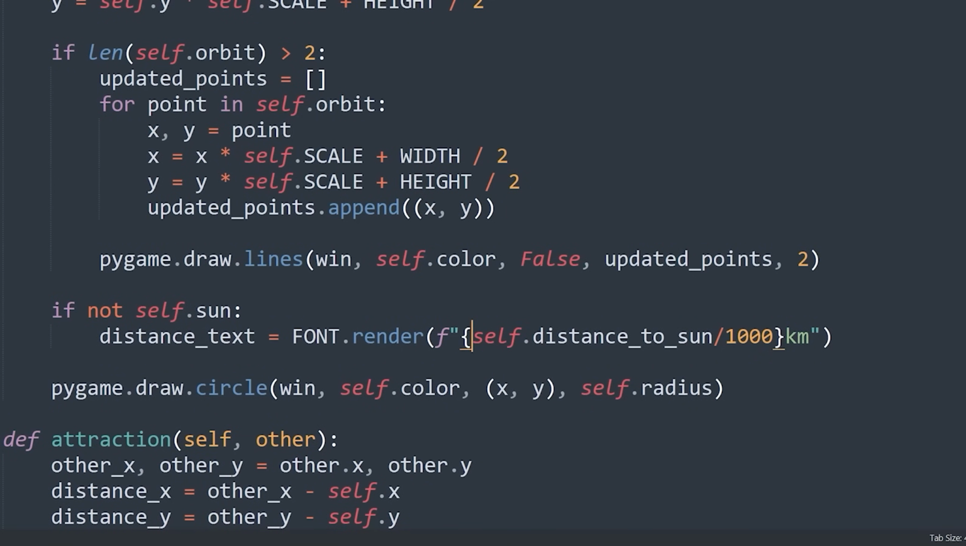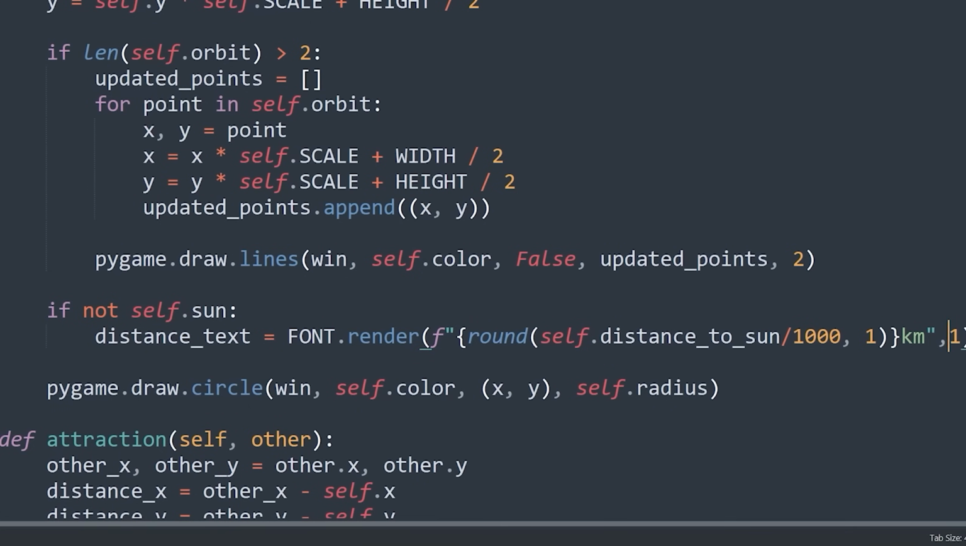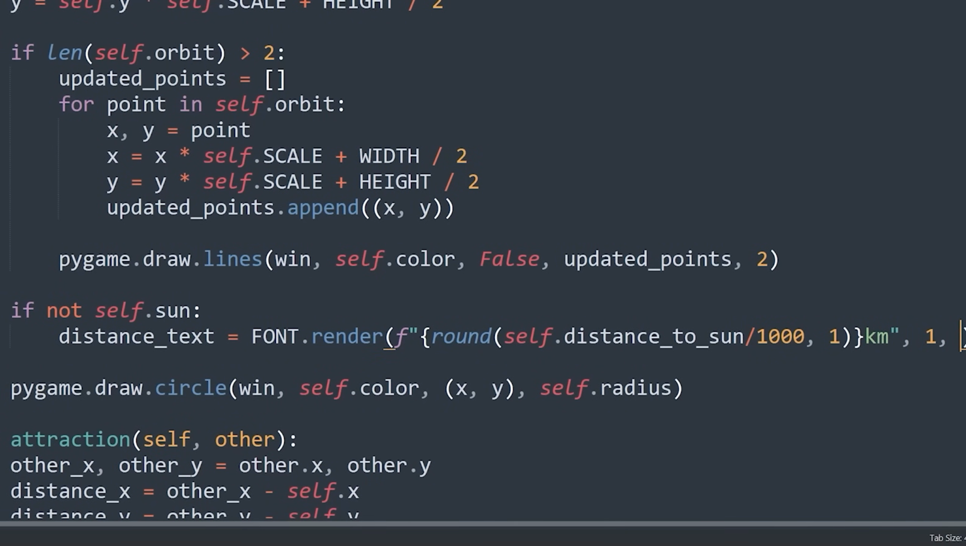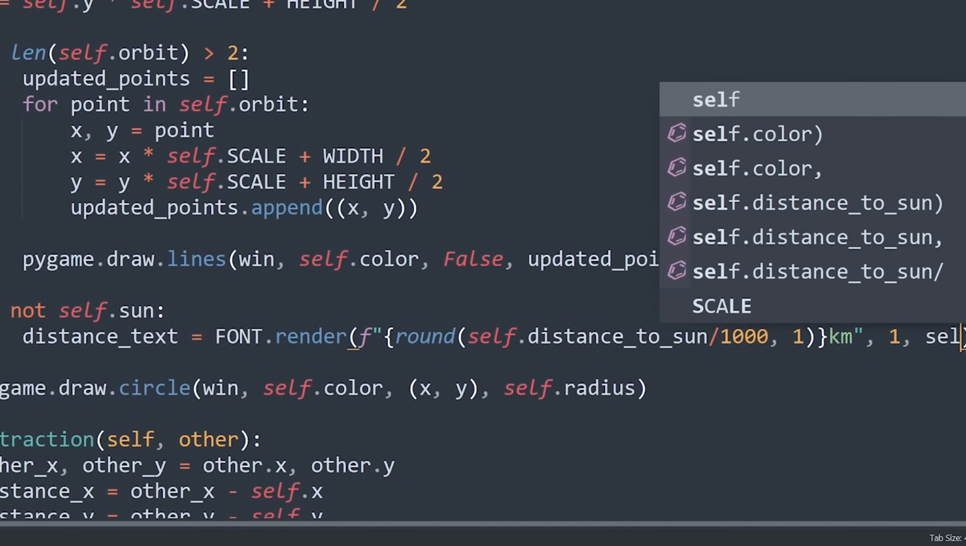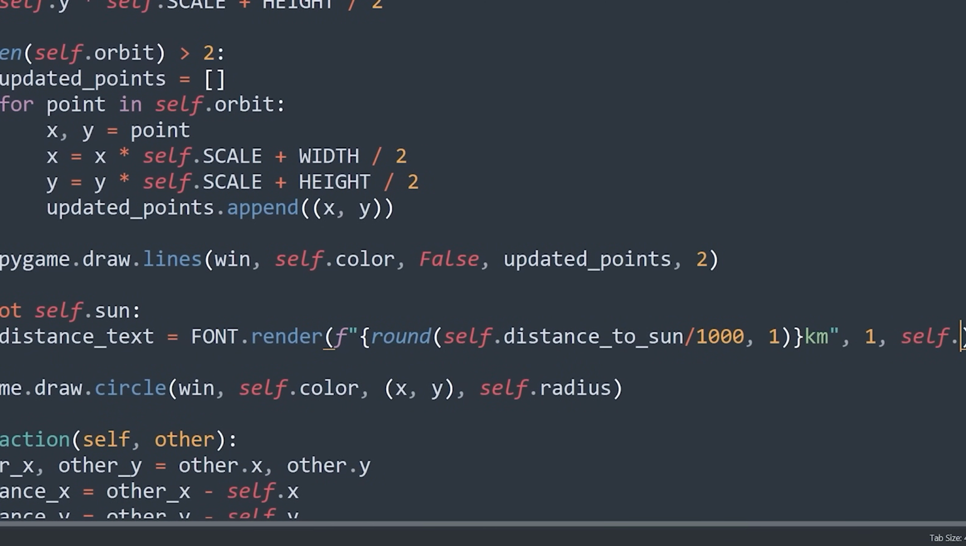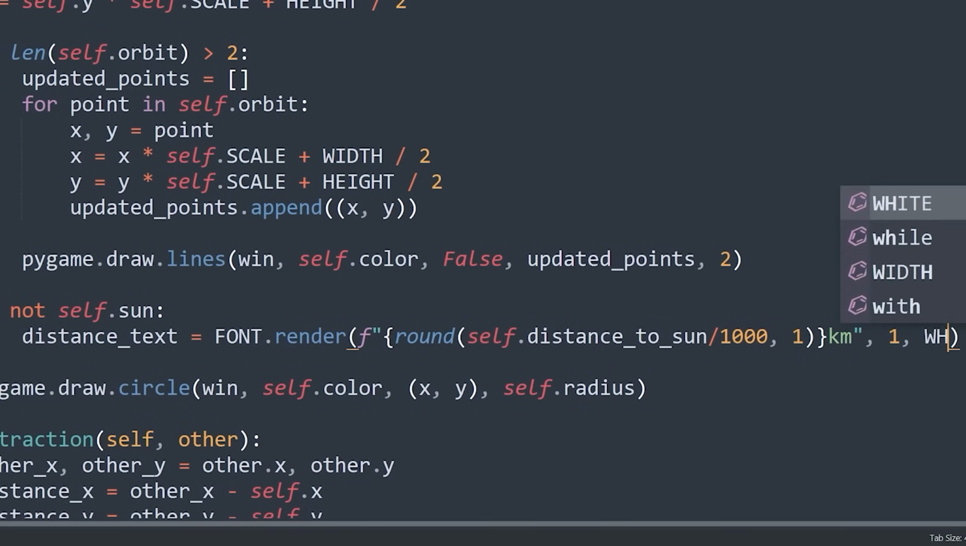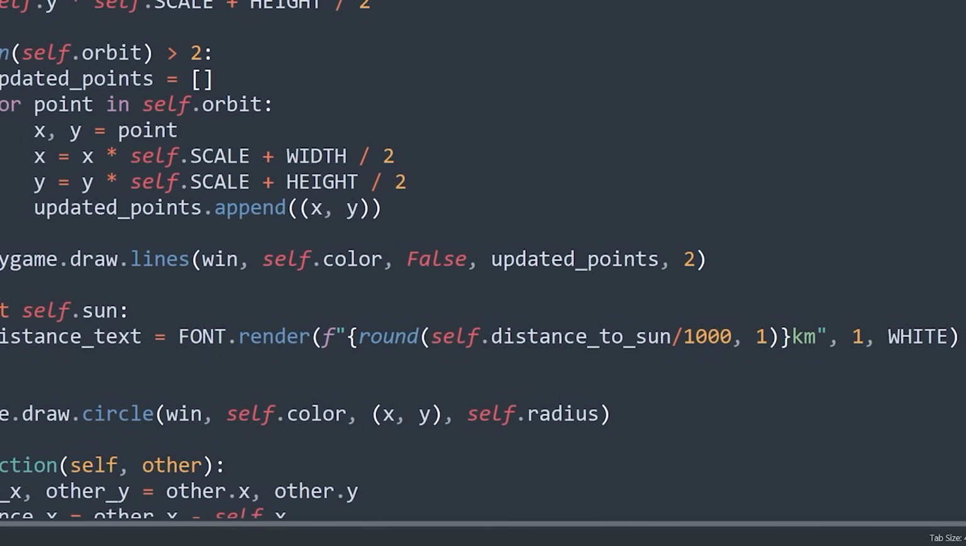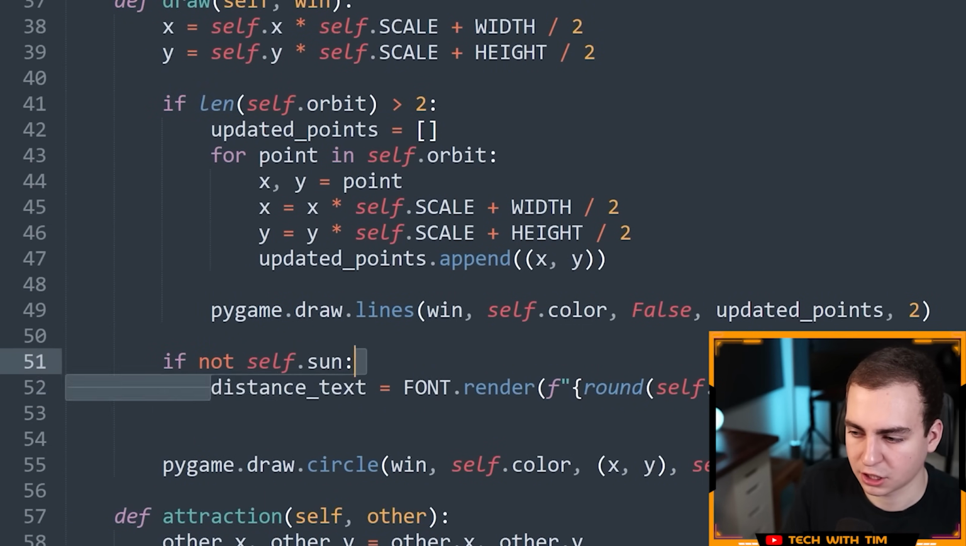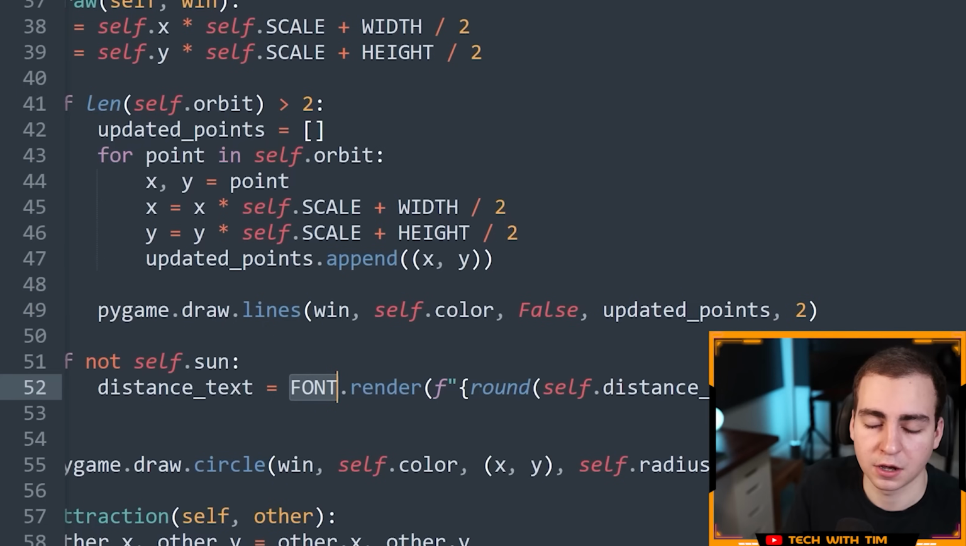I'm also just going to round this so that we don't get a massive number here. So let's round this to 1 decimal point, put that in kilometers, and then we want anti-aliasing 1, which is the next argument. And then the last argument, I believe, is the color that I want to draw this in, which I guess shouldn't be self.color. We'll do white. Okay, perfect. So that is now the text object created. Again, you have to use a font object to create a text object, which then you can render on the screen.